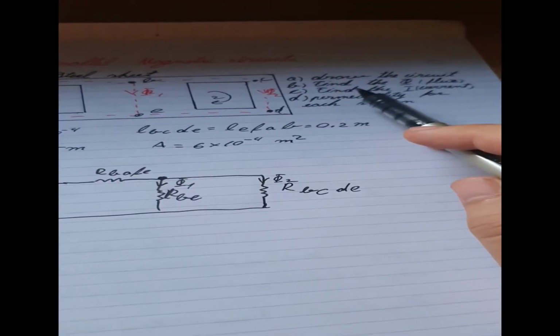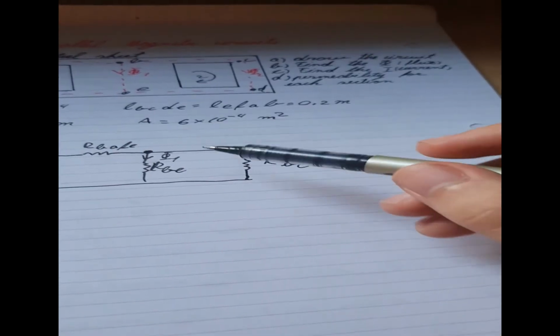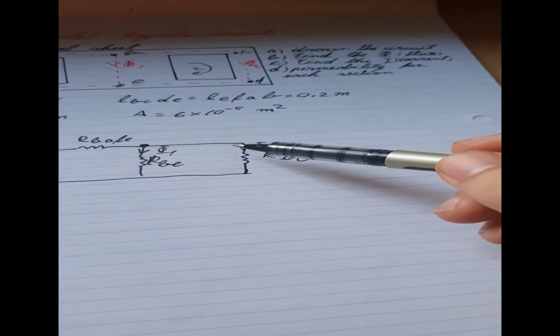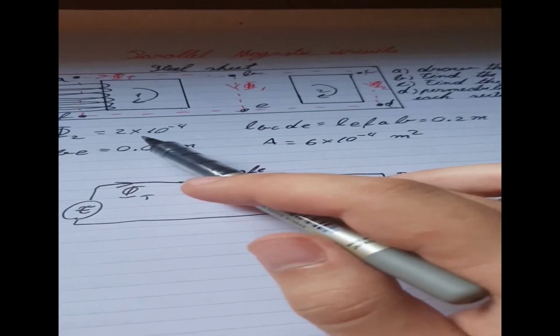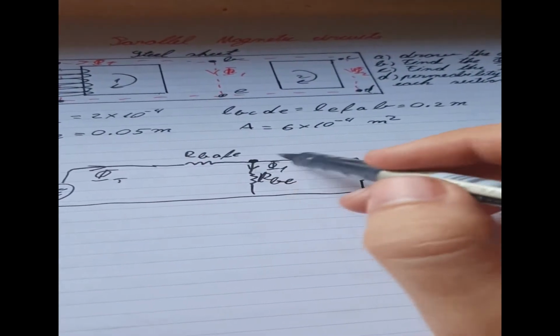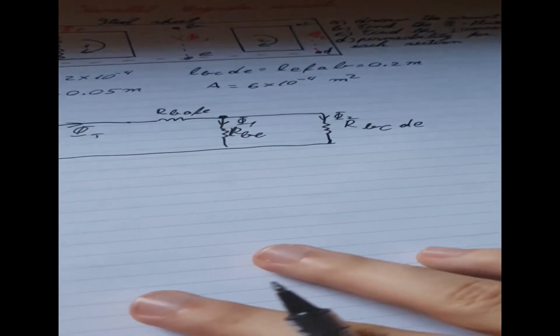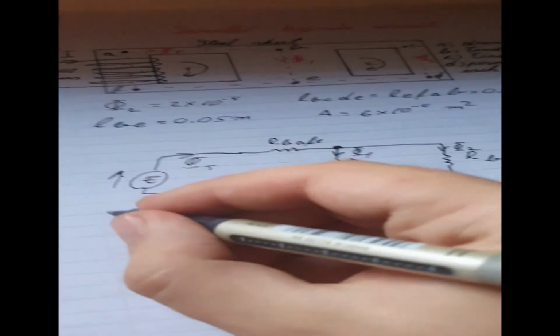So we already did A, which is to draw the circuit. Now B will ask us to find the flux, and that will include the total flux, and it will also include flux number 1, because we don't know the first flux either. We know the second flux, which is 2 times 10 to the minus 4. We don't know the first flux, and we don't know the total flux. So let's get started. Let's write here B.